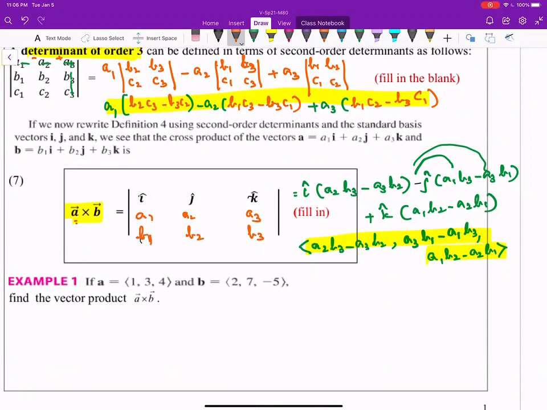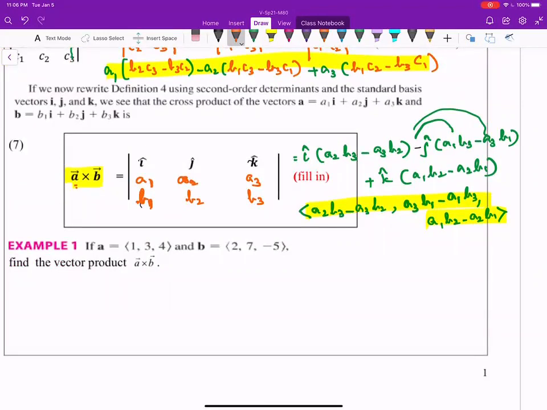So we'll remember A cross B as determinant ijk. Because it's a vector, you need to remember you have to bring in ijk. Then the second row are the components of the first vector. Third row are the components of the second vector.